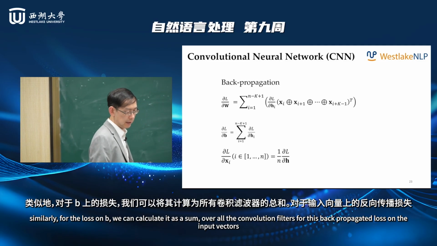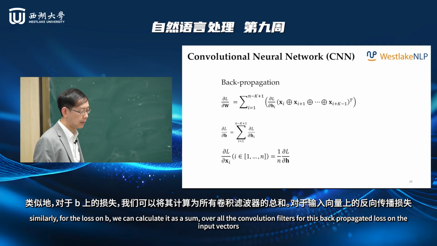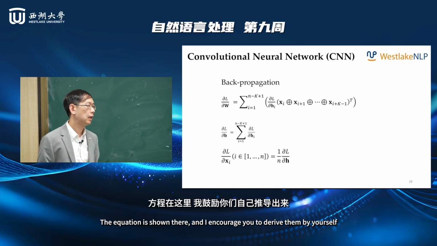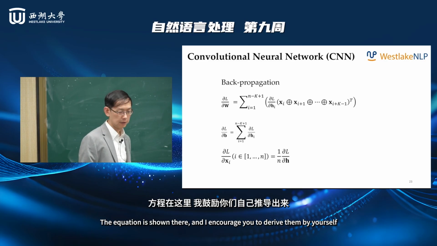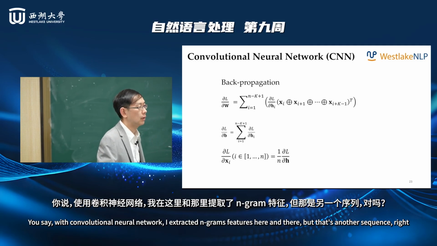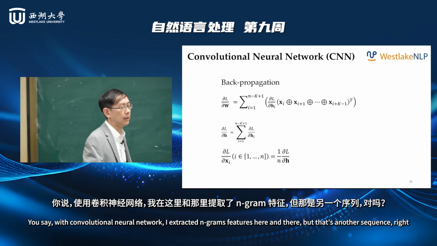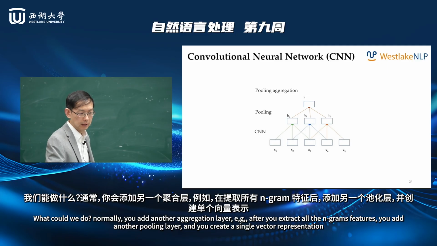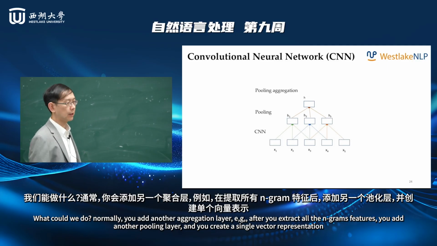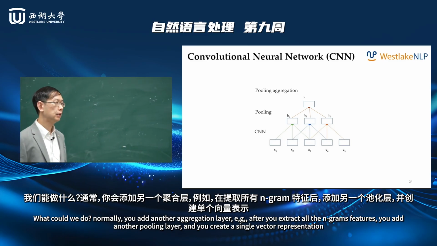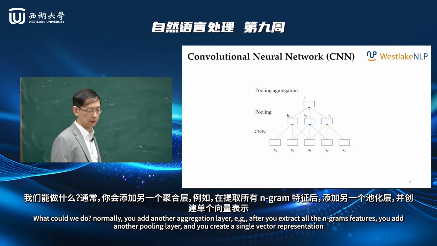For these backpropagated losses on the input vectors, the equation is shown there, and I encourage you to derive them by yourself. You say, okay, with a convolutional neural network, I extracted n-gram features here and there, but that's another sequence, right? So that's not a single vector. What could we do? Normally, you add another aggregation layer. For example, after you extract all the n-gram features, you add another pooling layer, and you create a single vector representation.